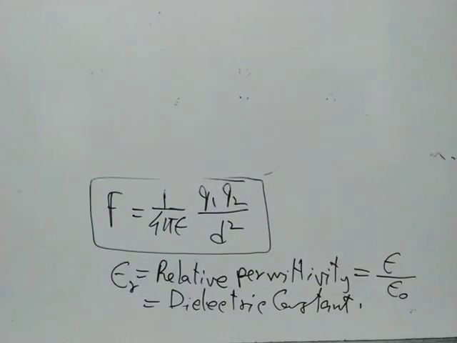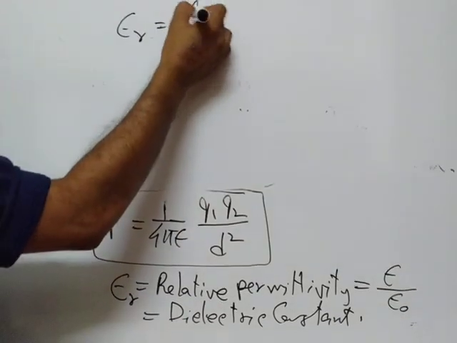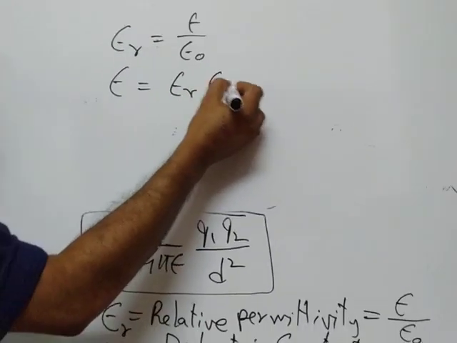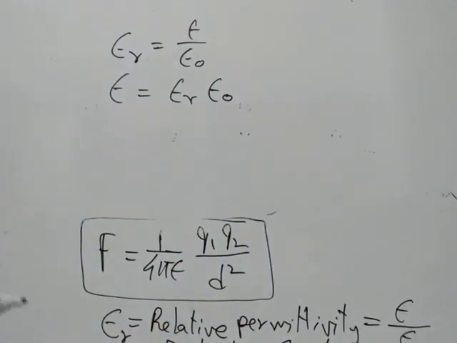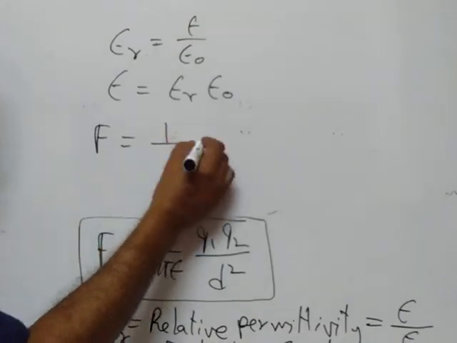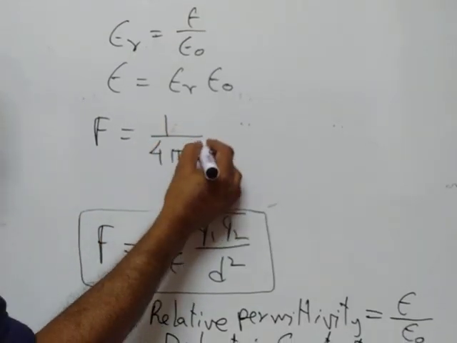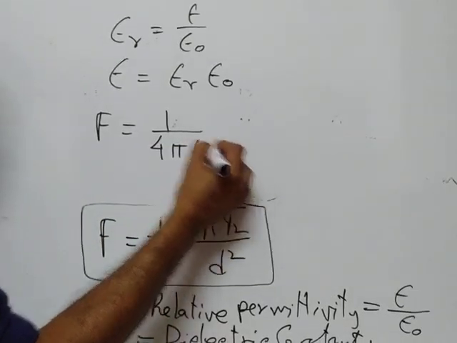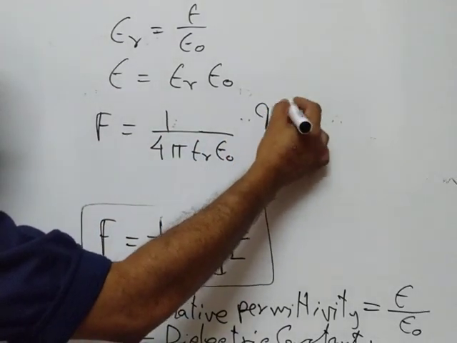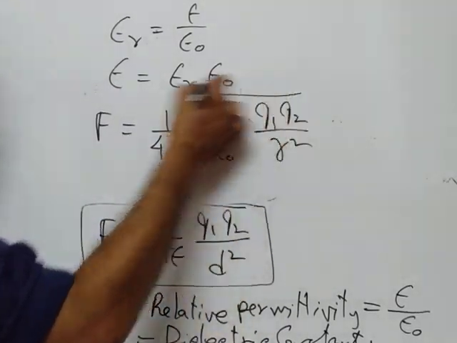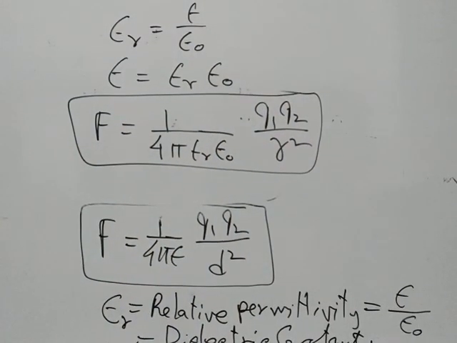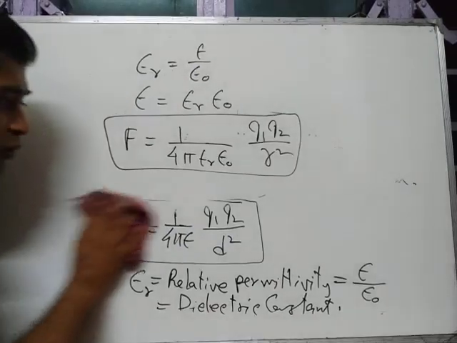Now epsilon r equals epsilon by epsilon 0. Hence epsilon equals epsilon r epsilon 0. And in many places you may find Coulomb's law in that form, 4 pi epsilon r epsilon 0. We put epsilon r epsilon 0 in place of epsilon, q1 q2 by r square. This is the form of Coulomb's law.